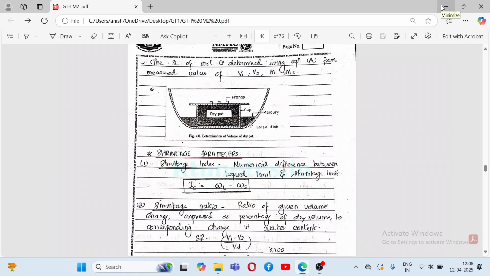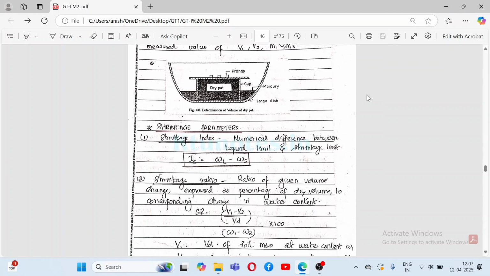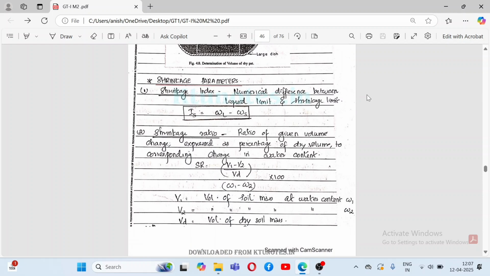In the second module, we have some of the remaining topics to be taken, right? So, which was the consistency of clay, where I took the theory part, that is liquid limit, their test, plastic limit, shrinkage limit, etc. So, next we have the shrinkage parameters. Okay, shrinkage index. It is a numerical difference between liquid limit and shrinkage limit.